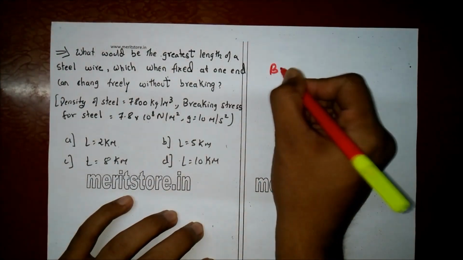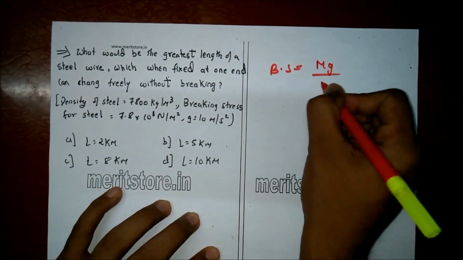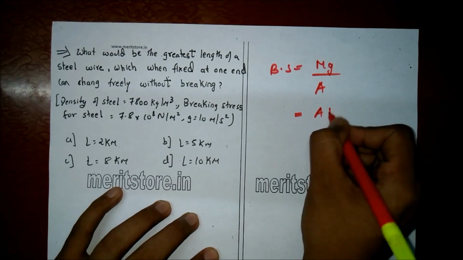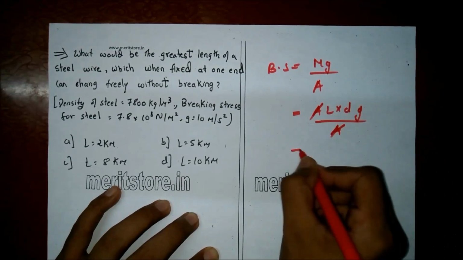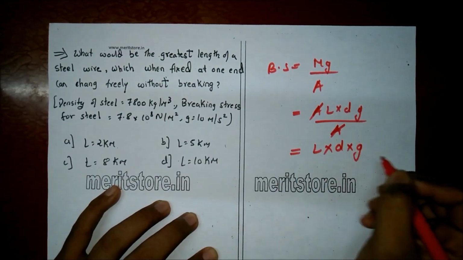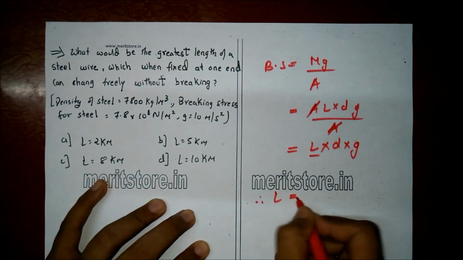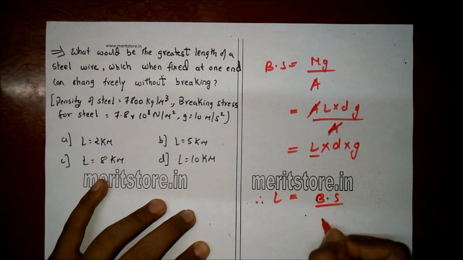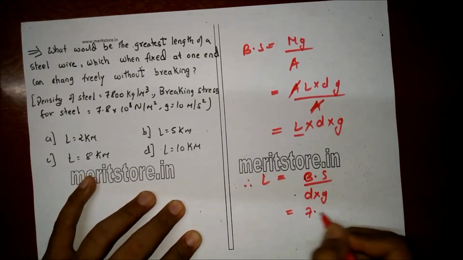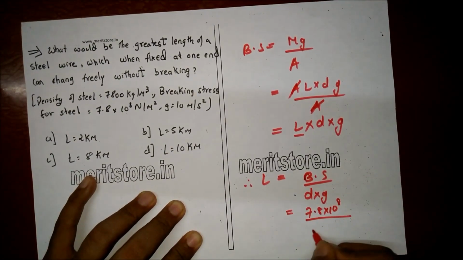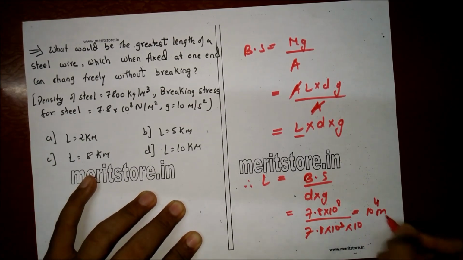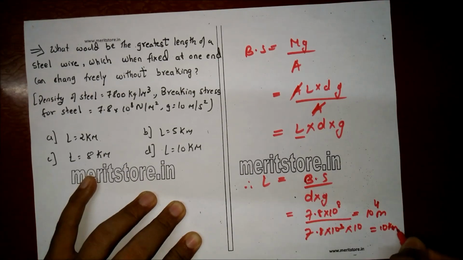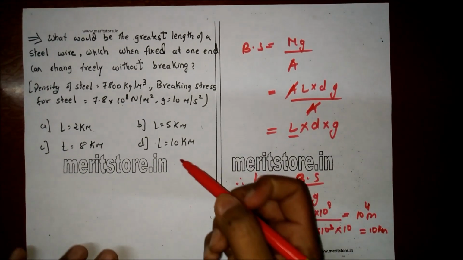Now the breaking stress is given by the formula mg upon A. We can put the value of m as A into L into d, upon A. A will get cancelled and we'll get that length into d into g. Here we need to find the value of L. Therefore, L will be equal to breaking stress upon d into g, which is 7.8 into 10 raised to 8 upon 7.8 into 10 raised to 3 into 10, which will be given as 10 raised to 4 meters, which is 10 kilometers. Therefore, the correct answer here is L is equal to 10 kilometers.